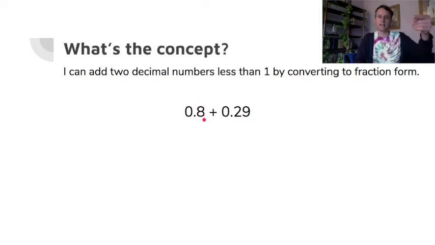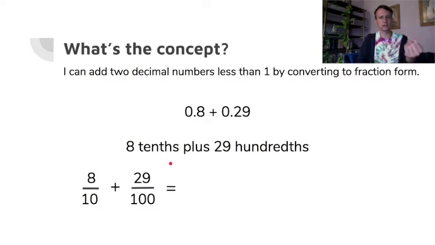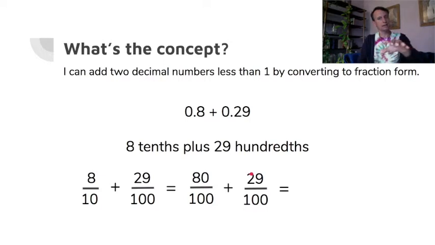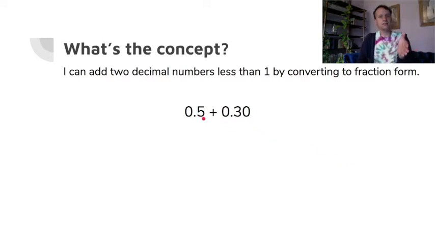8 tenths plus 29 hundredths. Okay, so 8 tenths plus 29 hundredths. Fraction form, 8 tenths plus 29 hundredths. 8 tenths is how many hundredths? 80 hundredths. And here again, I would say, the 20 will give me the 100 and leave 9. So 109 hundredths. As a decimal, 1.09. Very good. 109 hundredths.